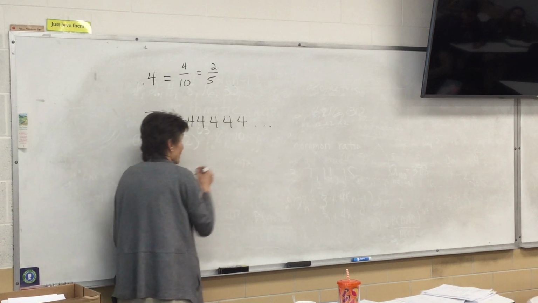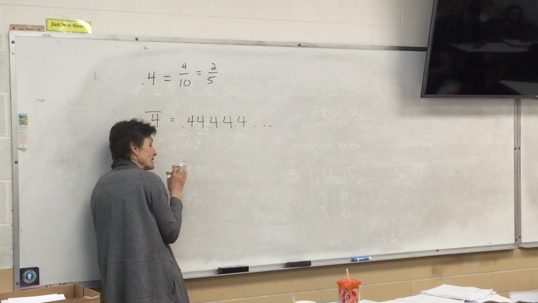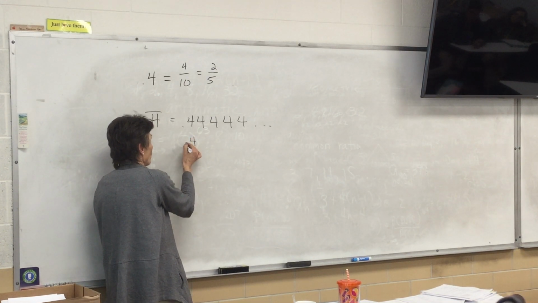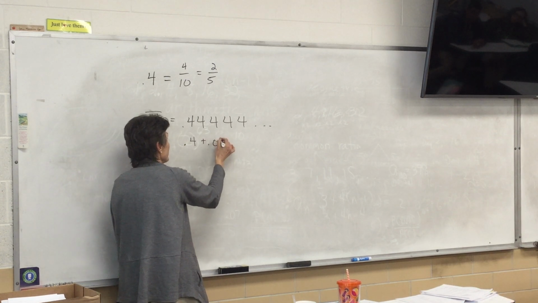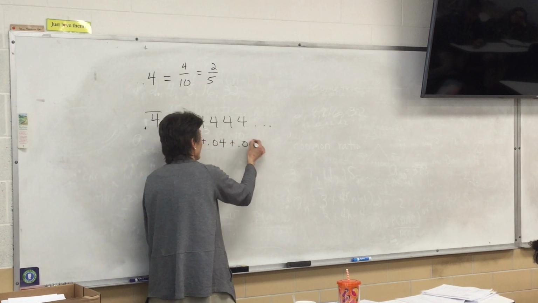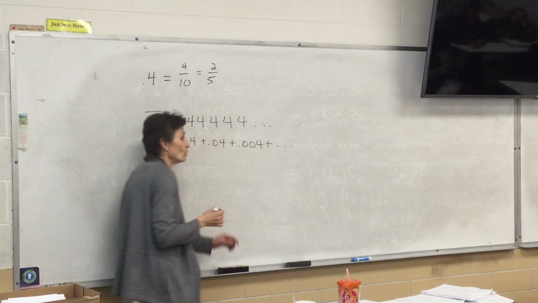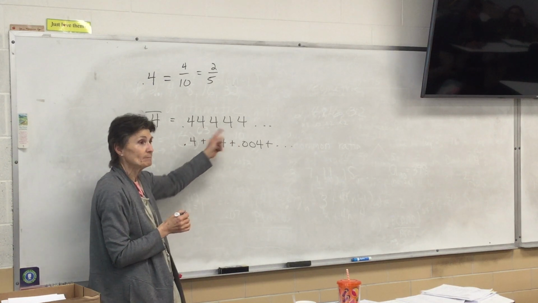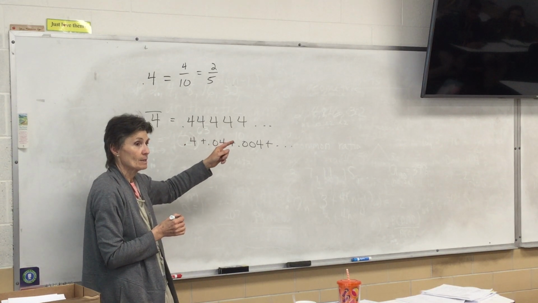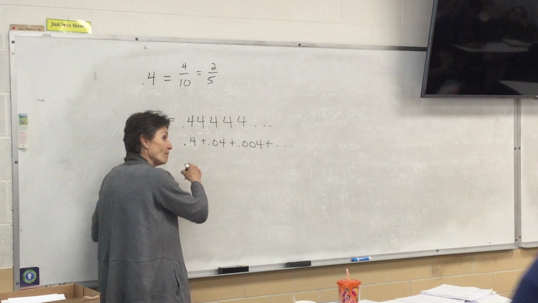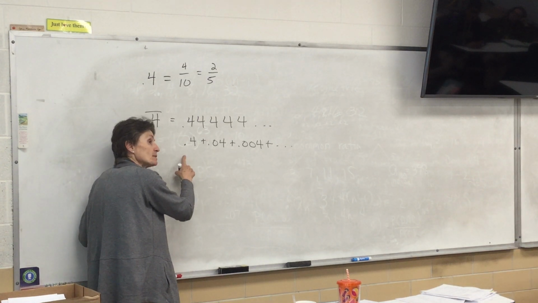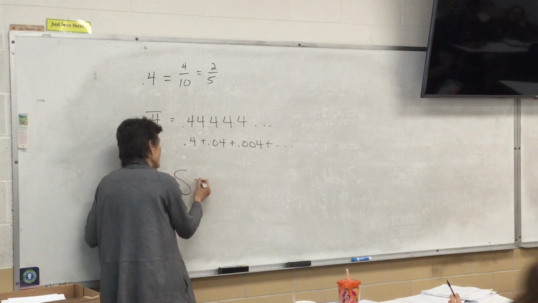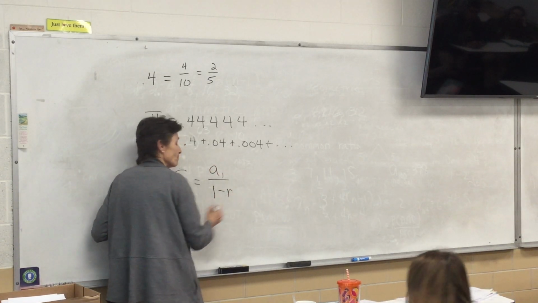Another way of thinking about that, and you don't have to write this down, but I want you to think about it, would be 0.4 plus 0.04 plus 0.004, and so on. Would you agree that if I added these up, that's what I would get? So what we have right here is an infinite geometric series. Our formula we talked about last time is this.